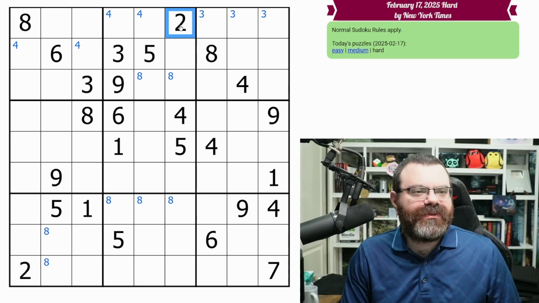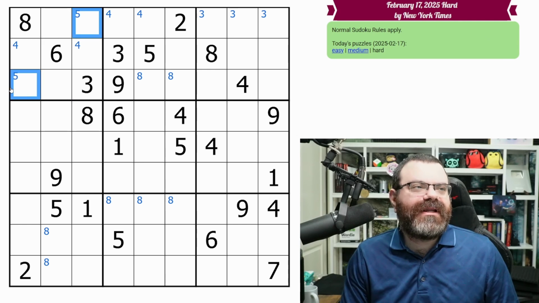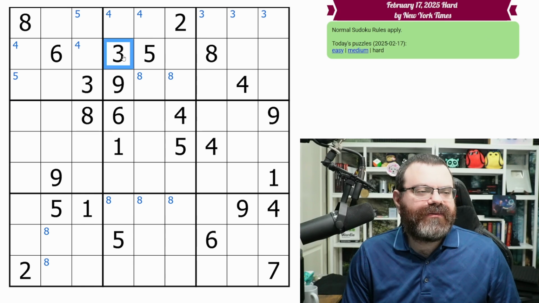All right, so we need the 2. Nothing with the 2. We do have 2 5s. Oh, we have all 3 5s. 5 is actually limited to these 2 cells. That kind of marking can come in handy later when we eliminate one of them. Did I look at the 3? Yeah, I looked at the 3.